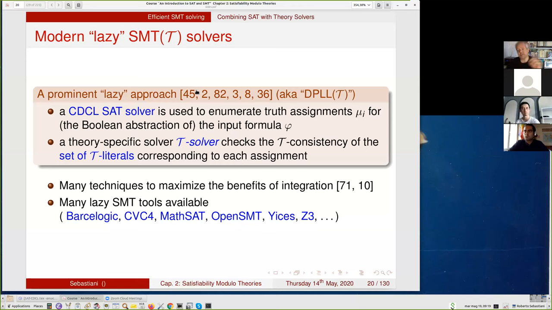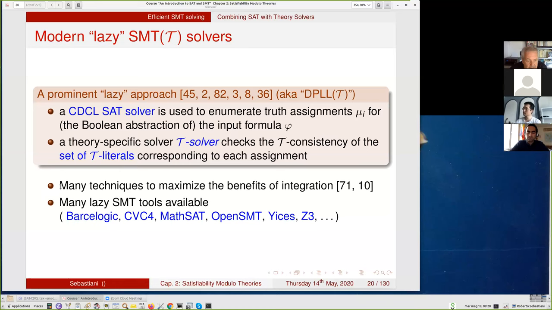So substantially, this is a dialogue between two entities. One is the SAT solver, which deals with the Boolean component of reasoning. You notice that in this schema, you decouple the Boolean component of reasoning from the theory-specific component of reasoning. You let the SAT solver handle the former, and you ask a theory-specific solver to handle the pure theory reasoning without any Boolean component. This schema, with proper variations, is the main schema on which most of the current state-of-the-art SMT solvers are based.